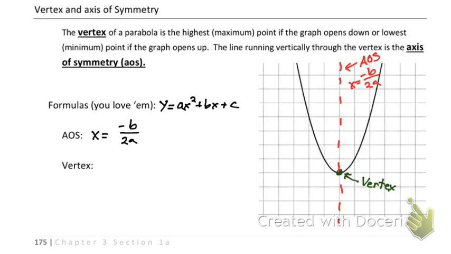That means our vertex runs through where x equals negative b over 2a. So our vertex actually has a lot to do with our axis of symmetry. Our vertex is actually going to have an x value that's negative b over 2a. And if you ever want that y value, just plug in the x value.